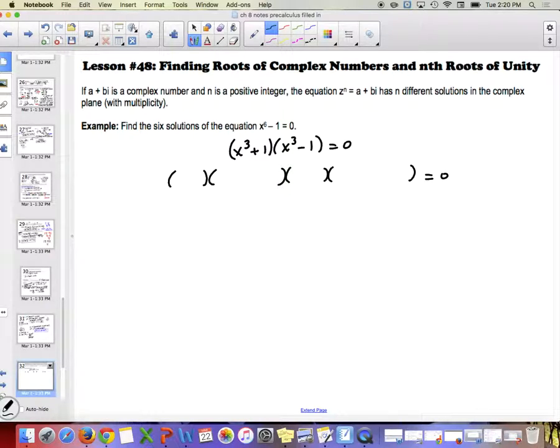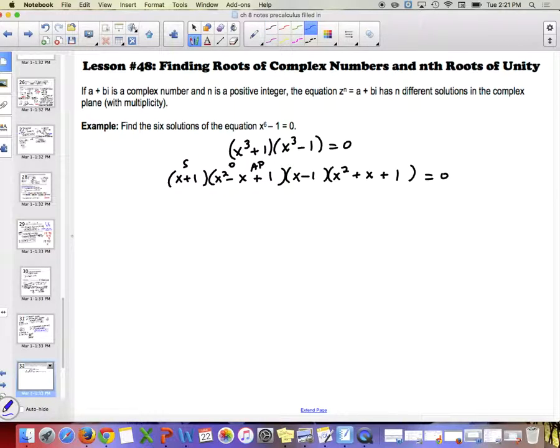You guys remember this? Do you remember your same, opposite, always positive? It spells out SOAP. So it's going to be x plus 1, x squared, then negative x, plus 1. And then the other one's going to be x minus 1, and it's going to be x squared plus x plus 1, like that.